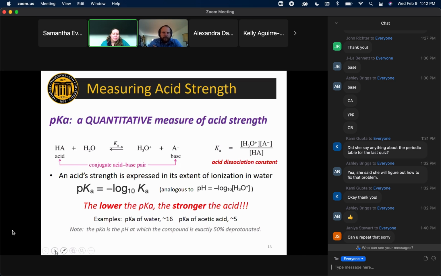You don't need to know this, but just conceptually, in case it helps solidify concepts for you, the pKa is the same as the pH at which half of the compound is deprotonated. So if something has a pKa of 7 and you put it into a buffered solution at pH 7, exactly 50% of that will be protonated and 50% will be deprotonated.